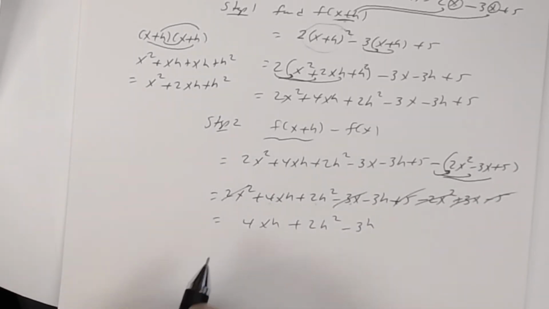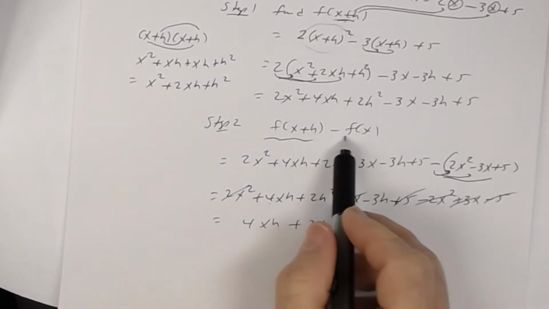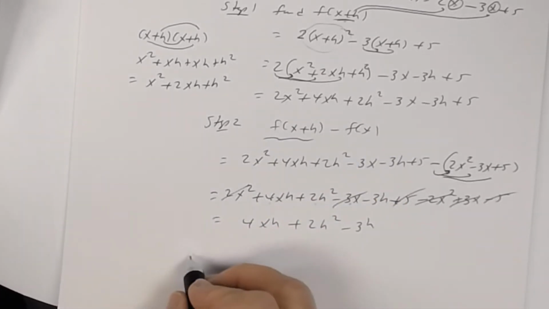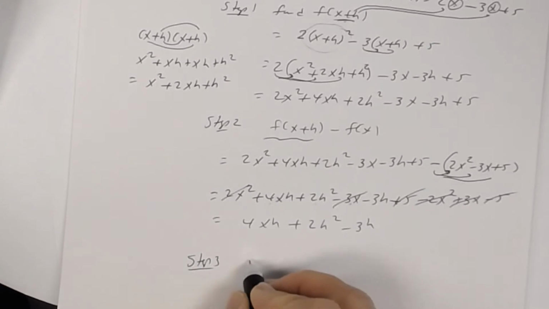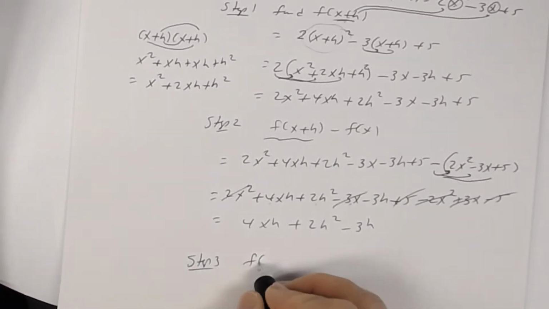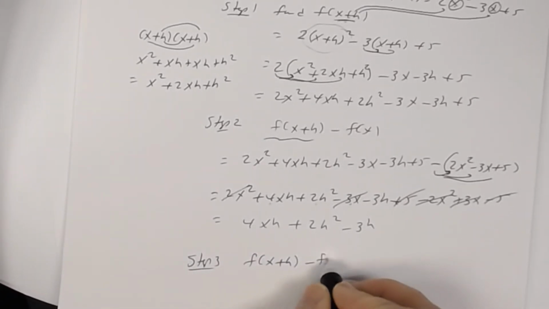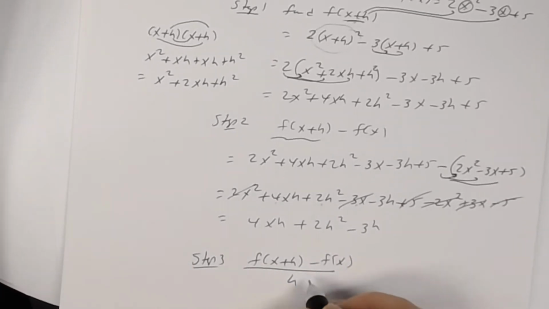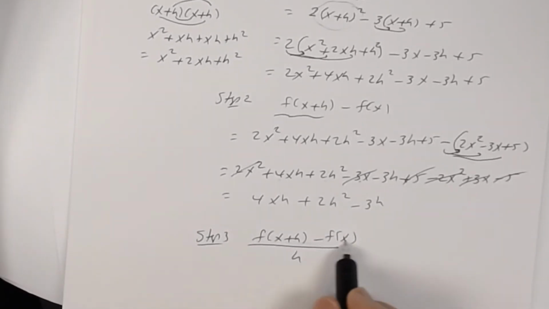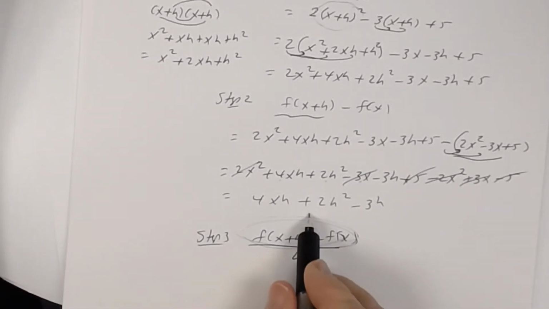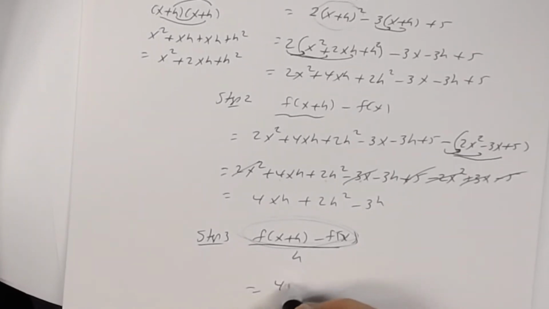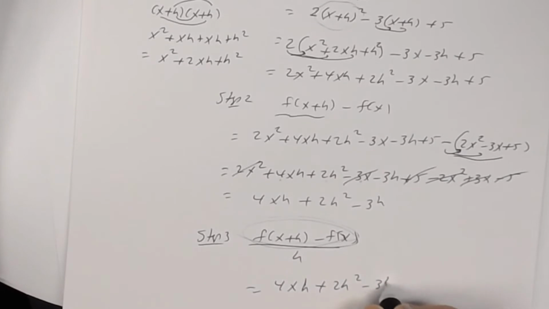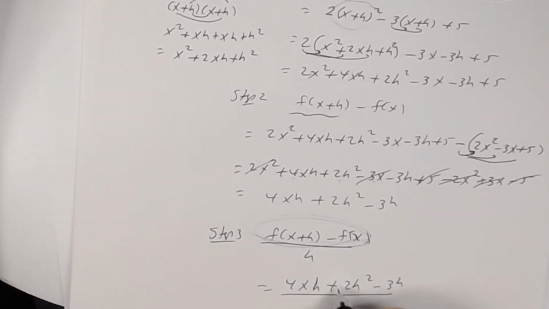All right, now, that's your numerator. So now let's go to step 3. Step 3 is where f of x plus h minus f of x is divided by h. So step 3 is where you take step 2. Remember, this is your step 2 right here. That's this: 4xh plus 2h squared minus 3h, and then you divide by h.